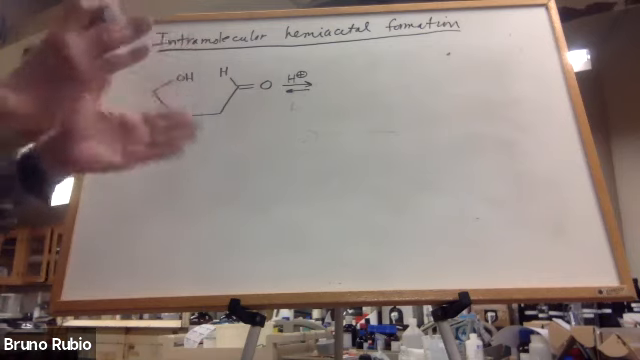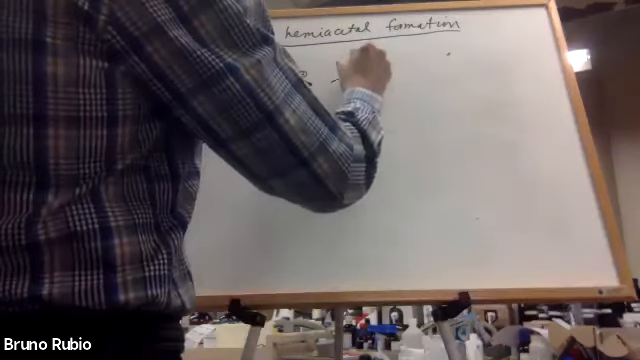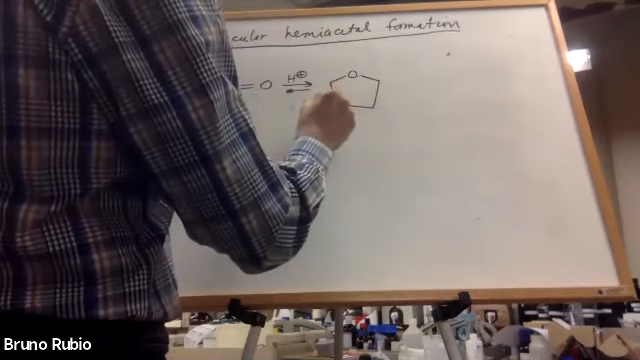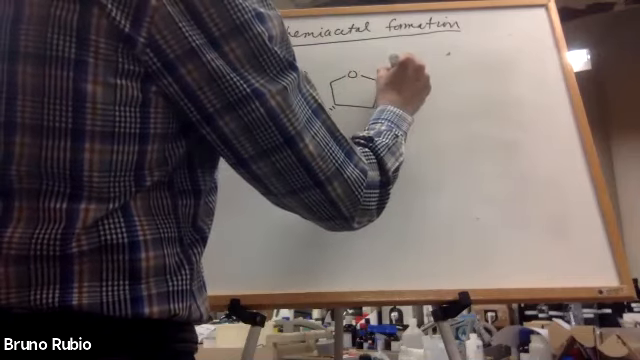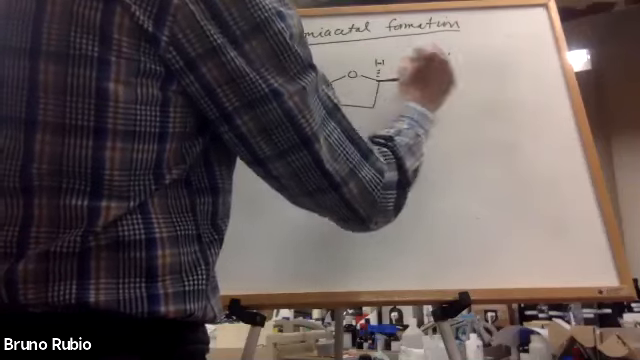So I can't predict what percentage of anything I'm going to get, but I do know that I'm going to get more of one than of the other. All right, so there's our 5-membered ring. Some of the time, the nucleophile came in from the front, and some of the time, the nucleophile came in from the back. I can show that with dashing and wedging this way.